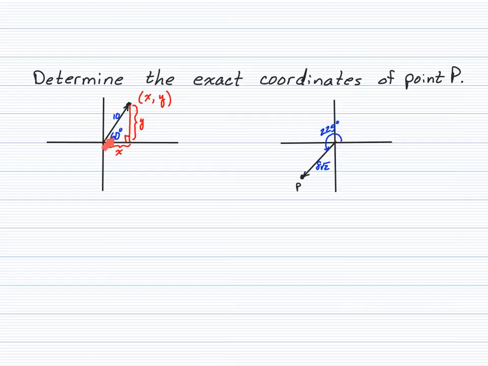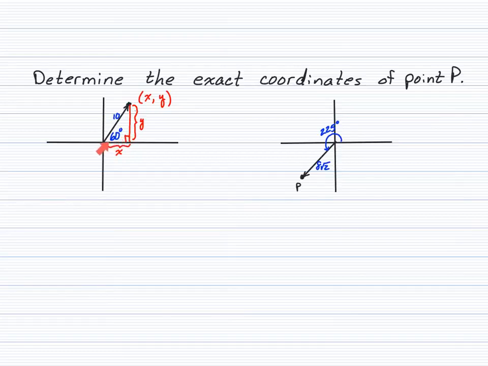In particular, if this was not just a 60-degree angle, but if this was a 28-degree angle or something like that, we could just use our trig functions saying sine of this angle equals y over 10 and cosine of this angle equals x over 10, and we can get the coordinates that way.